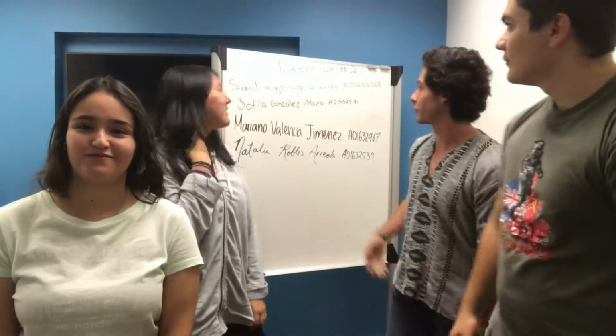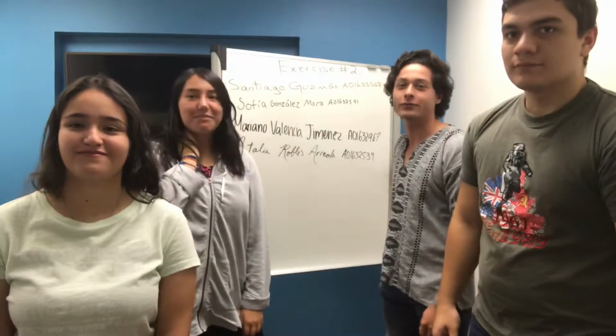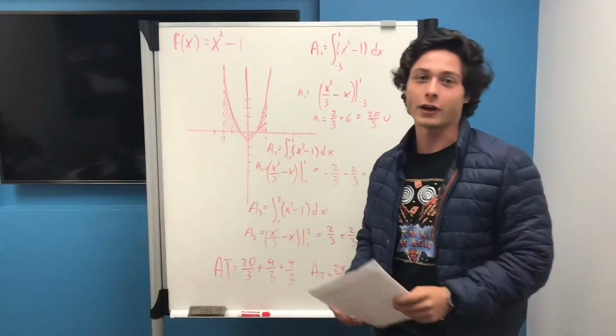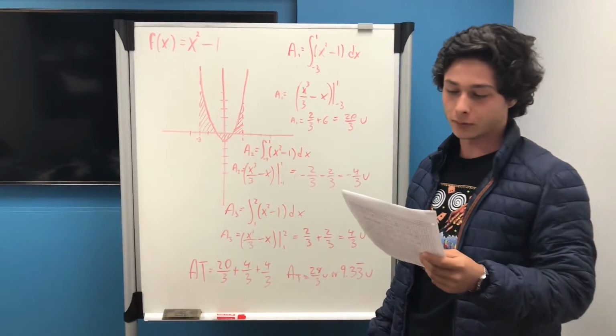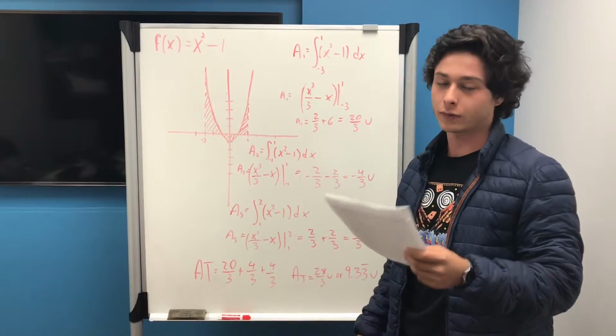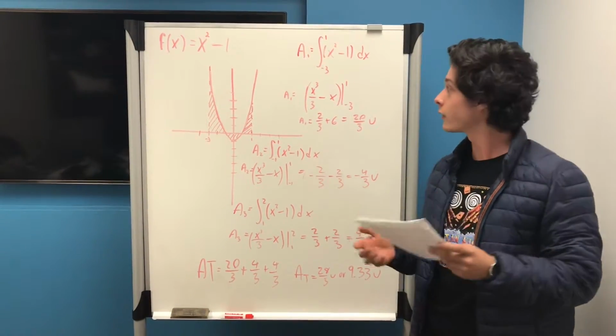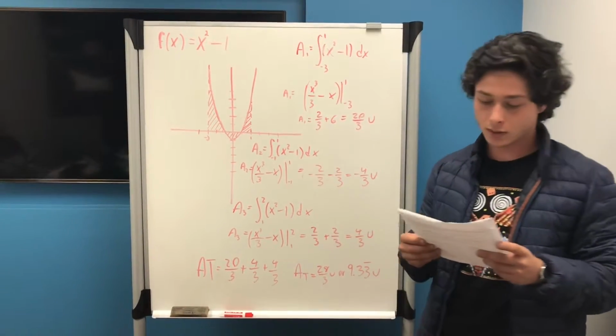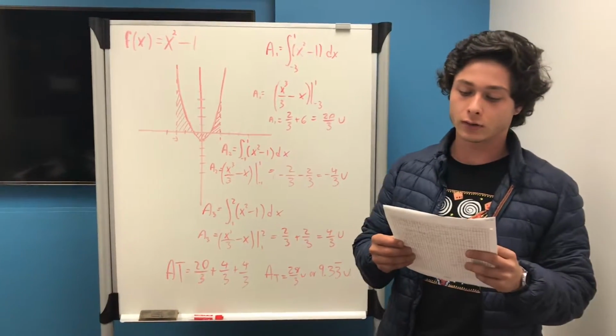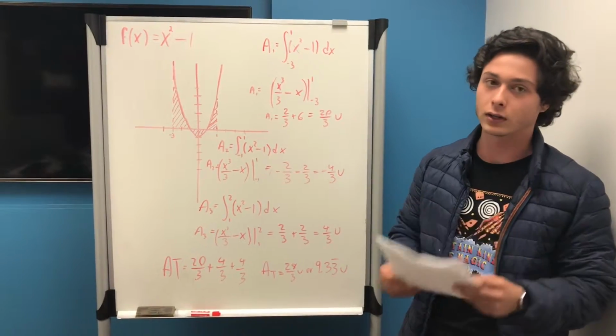We're gonna tell you about exercise number 2. Okay, so here we have problem part A. We have to calculate the area of the region bounded by the function f, which is x squared minus 1, x equals minus 3 and x equals 2, and the x-axis.